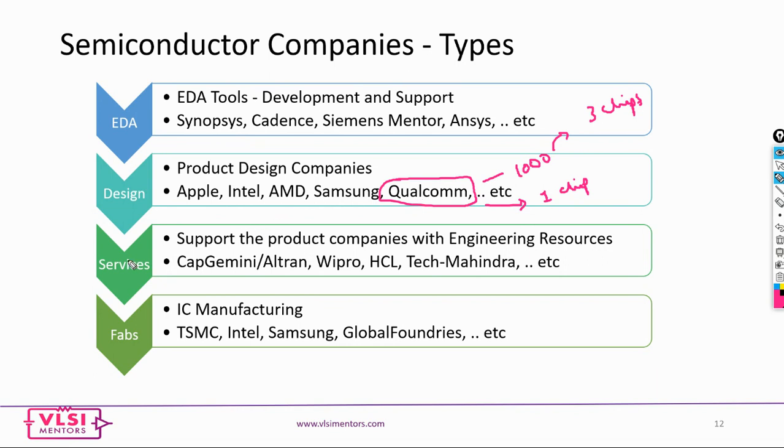What they do is go to the services companies and take their help. Immediately companies like Ultron, Wipro, HCL, Tech Mahindra send people, and Qualcomm takes them on a contract basis and they design the chip. What does this mean? Qualcomm is not increasing their employees, but they are still able to get contractors and deliver the chip.